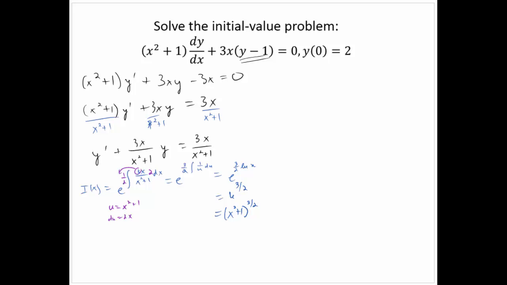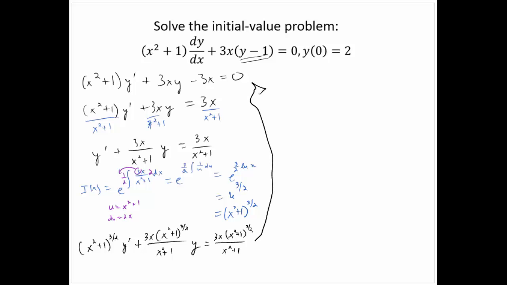So multiplying through, I would have x squared plus 1 to the 3/2 y prime plus 3x times x squared plus 1 to the 3/2 over x squared plus 1 times y is equal to 3x times x squared plus 1 to the 3/2 over x squared plus 1.